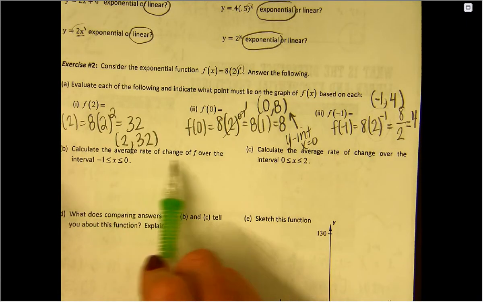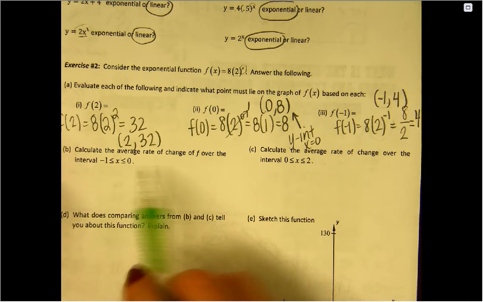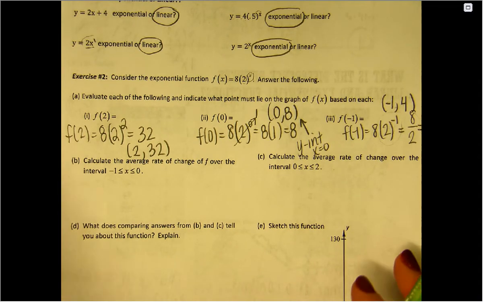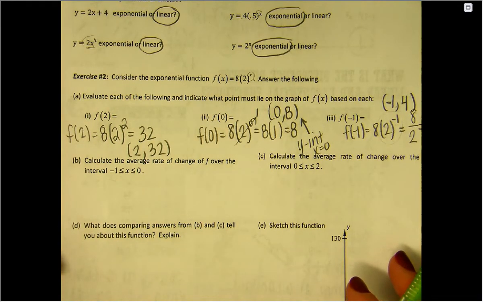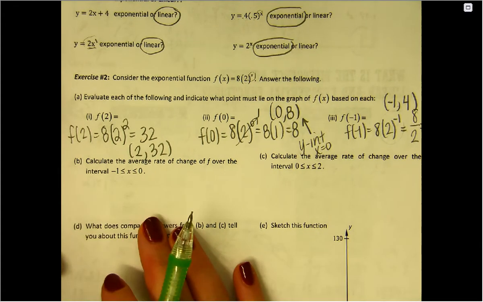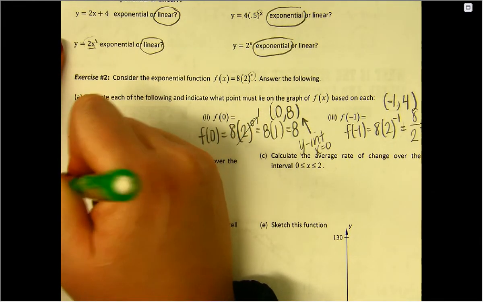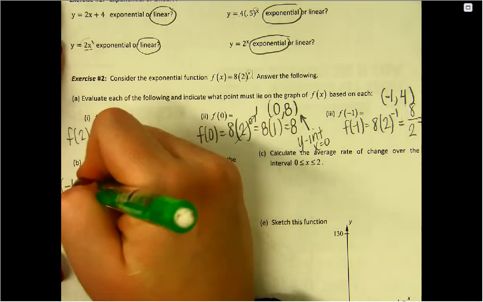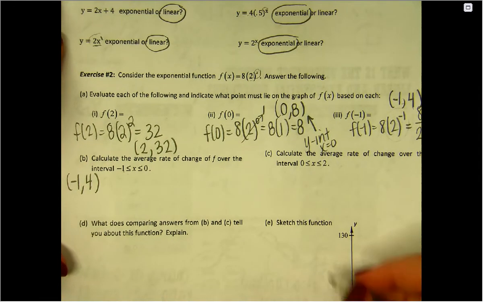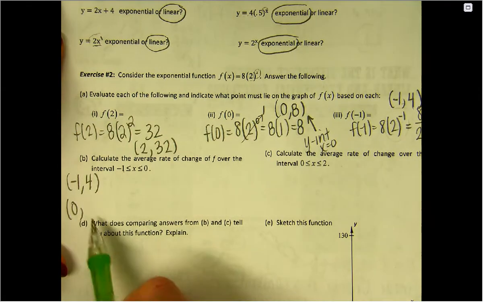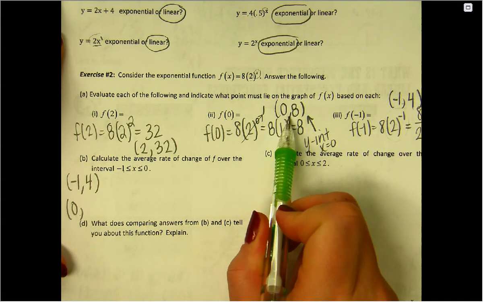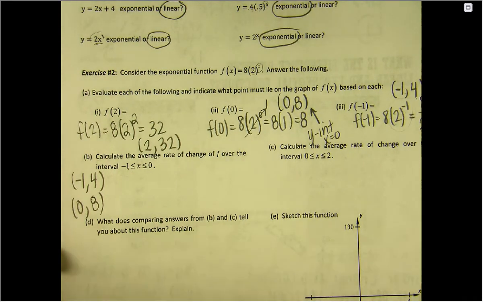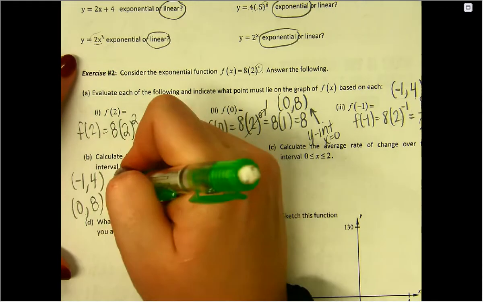Calculate the average rate of change of f for the interval negative 1, 0. So average rate of change is basically just asking you for the slope between the two points. What is the slope between negative 1 and 0? The first thing I'm going to do is write down the two points. I have negative 1 as my x value, and my y value was 4. I was given this. And then I have 0 for my x value, and my y value is 8. So now what am I going to do here? I'm going to do change in y over change in x.